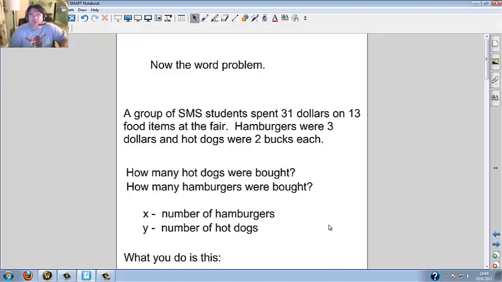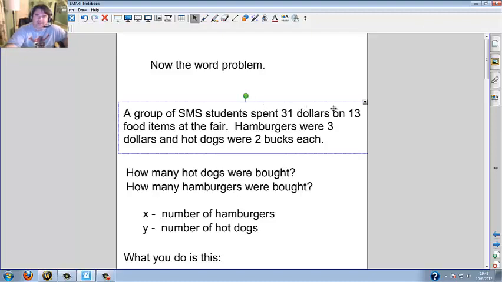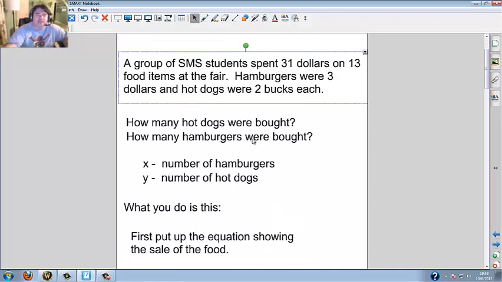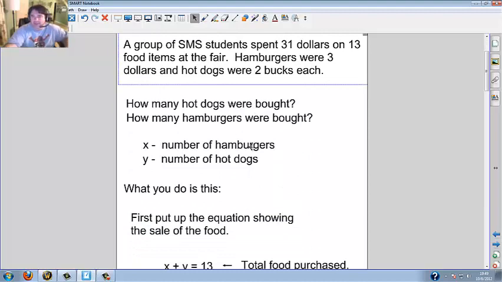But what if someone didn't take good inventory? What if somebody let you down? This is how you figure out how much you made a different way, if you don't have access to an inventory sheet. So we say you have $31, all right, and there was 13 items bought. Okay, hamburgers were 3, hot dogs were 2. There's a couple ways you can play this. I'm making the hamburgers X, the hot dogs are Y, but you could certainly flip that if you wanted.